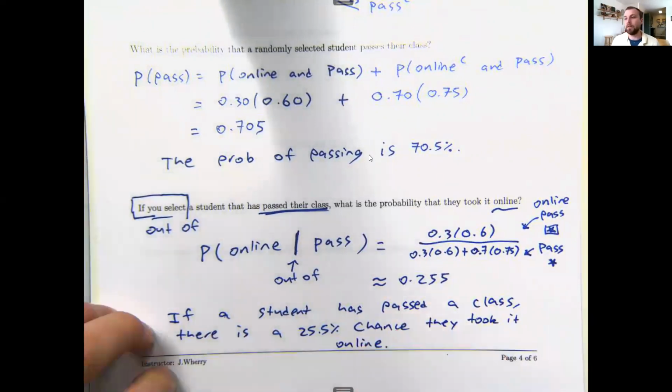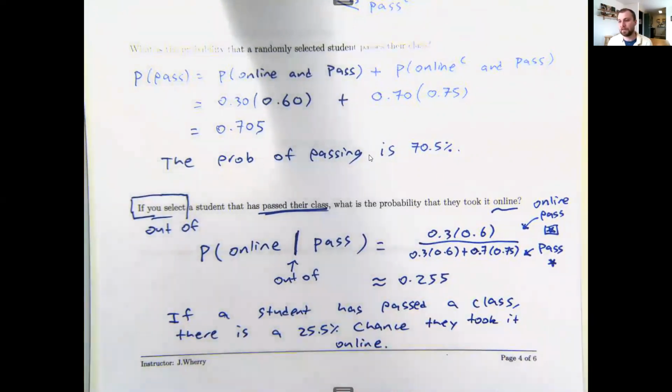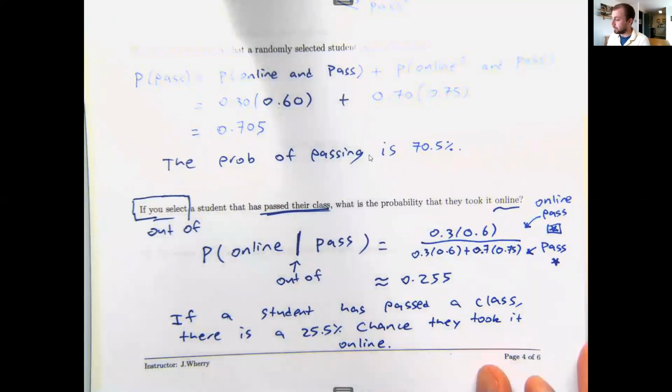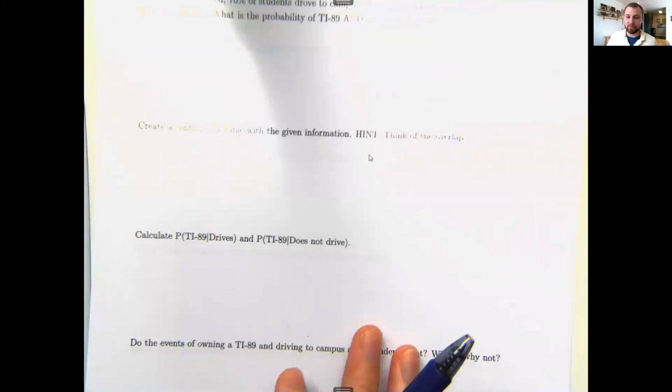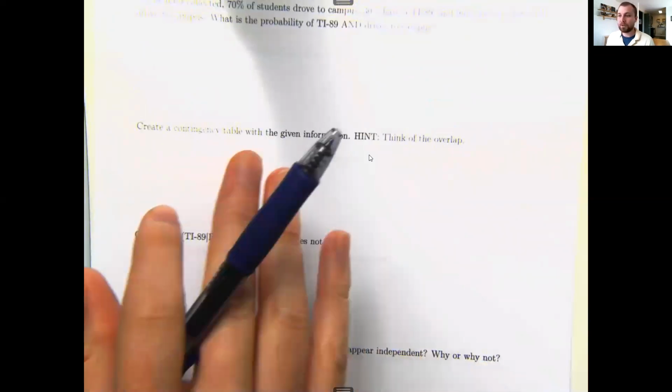I'm already starting to do part of what the goal of statistics is, which is based off of some information, predict what's happening for the future. So I knew something about these students, that they passed their class, and I'm now able to predict something about them otherwise, that they took it online. I'm going to continue to just practice stuff here, but these next couple of problems that we go through, no new material, just practicing probability and statistics a little bit more here.